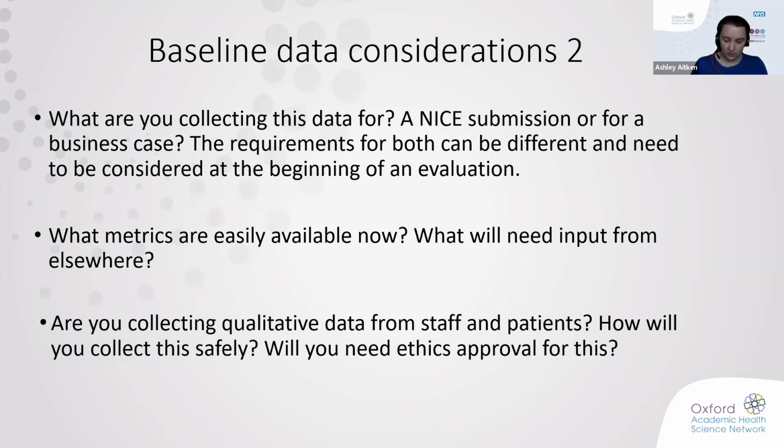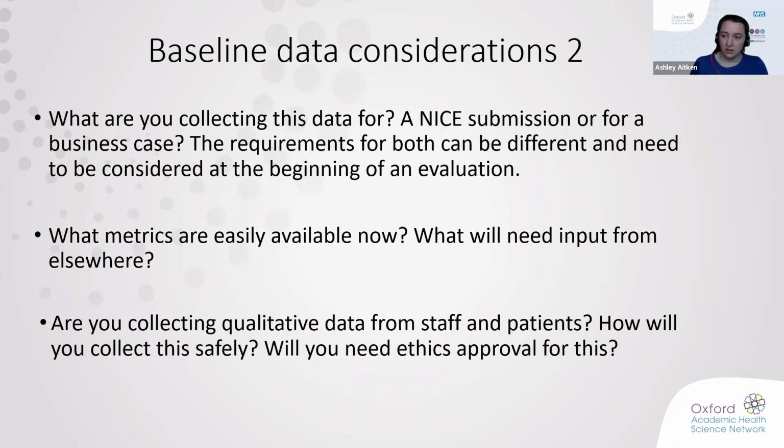And another thing to think about is, what are you actually collecting all this data for out of the evaluation? Is it for a NICE submission, in which case you'll probably need a lot of data and it will need to be very robust? Or are you collecting it for a local business case, in which case it could probably be a bit more pragmatic. You can weave a lot more assumptions into that, and you can make it a much tighter narrative, which is always a lot easier. The requirements for both can be very, very different. And especially if you're going down the NICE submission route, I would definitely recommend that you go and get external support, either from an AHSN or from NICE themselves. They'll be able to tell you what sort of thing you should be looking at for that.